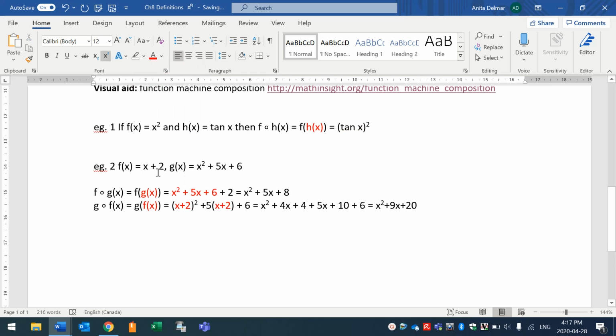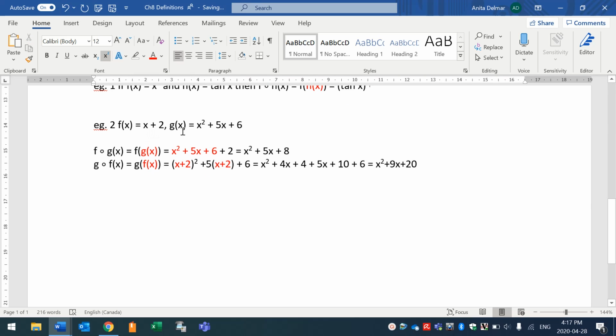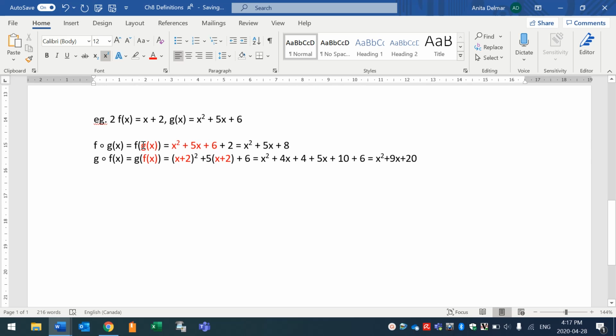Okay, one more quick example here. We have f of x equals x plus 2, g of x equals x squared plus 5x plus 6. So we want to do f composite g of x, which is equivalent to f at g of x, which means take the red function, g of x, substitute it into the black function, f of x, wherever there's an x. So that's why this red x squared plus 5x plus 6 has been put into this x for f of x. And we still have the plus 2 because that's part of f of x. And then we simplify it. The only thing we can do is collect the like terms, 6 and 2, which becomes 8.